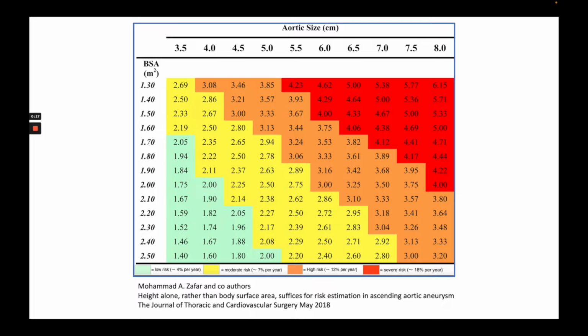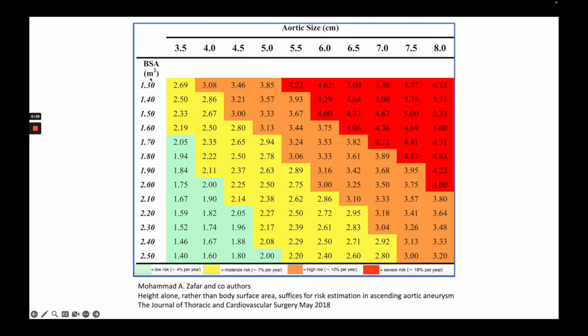And we can then calculate this based upon the nomogram provided to us and referenced at the bottom of this video. So here is a body surface area, aortic size nomogram. It's referenced very nicely in a paper in the Journal of Thoracic and Cardiovascular Surgery, 2018, by Zafar and co-authors.